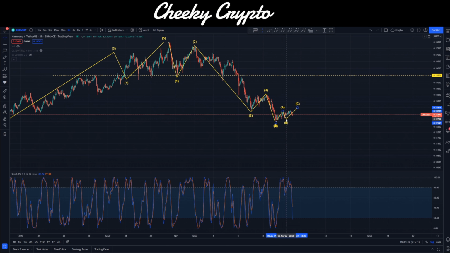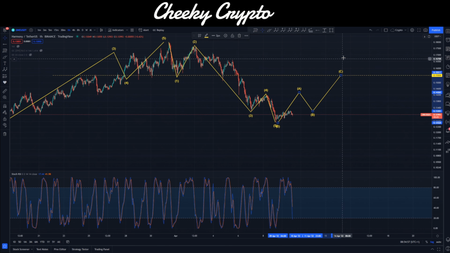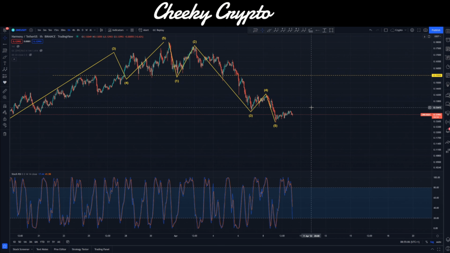It might just be that all of these moves, in fact that entire ABC move that I just spoke about, could just be an A, then we have a B, then we have a C that just takes us to that point. It's also possible that we have an impulsive structure that just takes us to that point, and then we see 3 waves down and 5 waves up. Again, a 5-3-5 structure appearing, right? It's also a possibility.